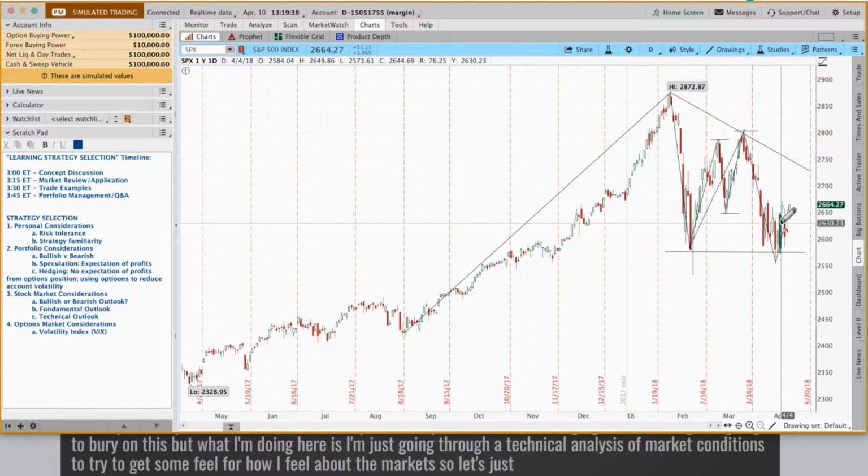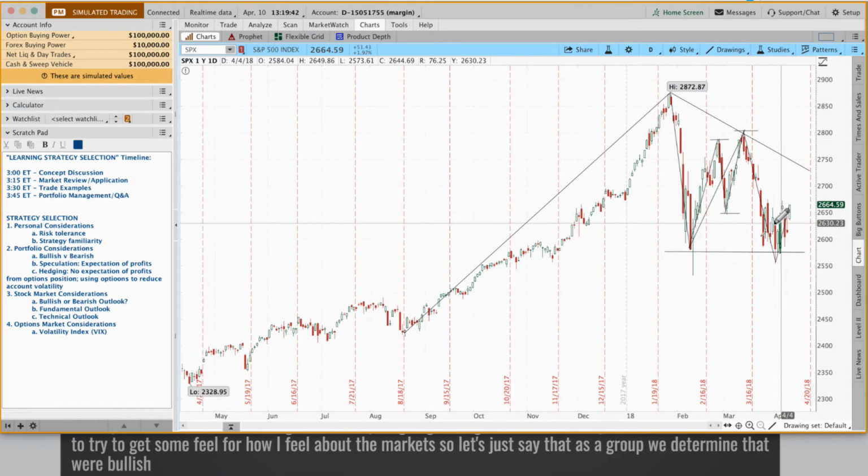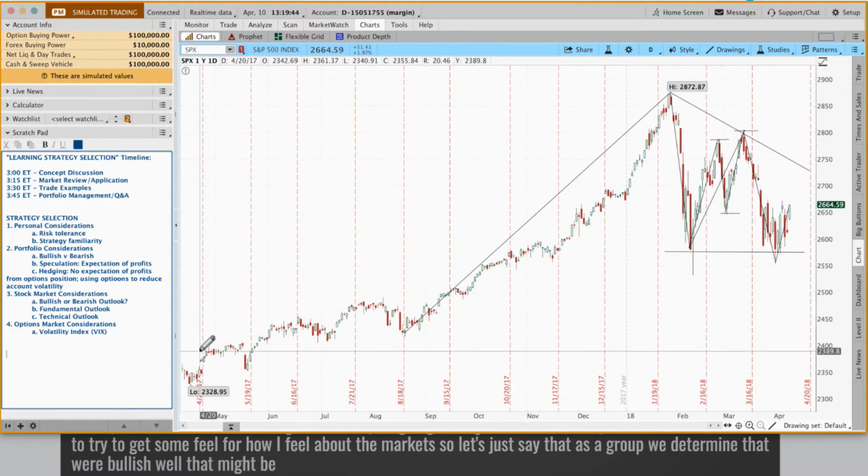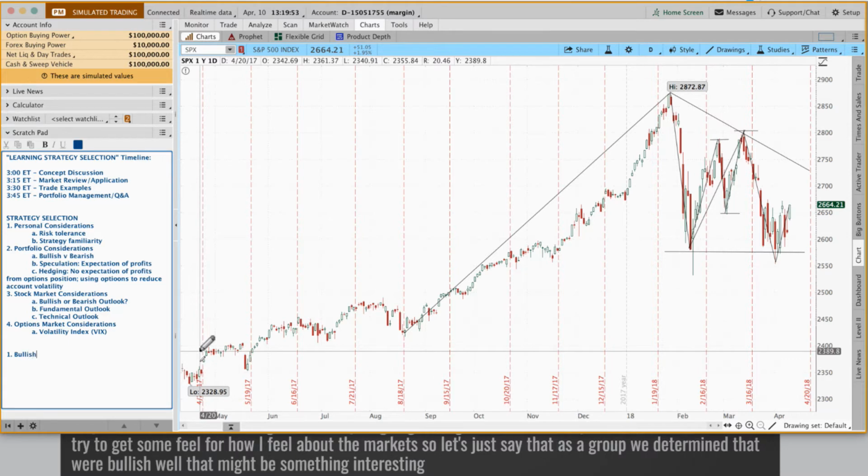So let's just say that as a group we determine that we're bullish. Well, that might be something interesting to make a note as we're making our decision for our options trading. So let's make a note down here. Let's just say, for argument's sake, that we have bullish. This is the S&P. Call that the bullish outlook, okay?